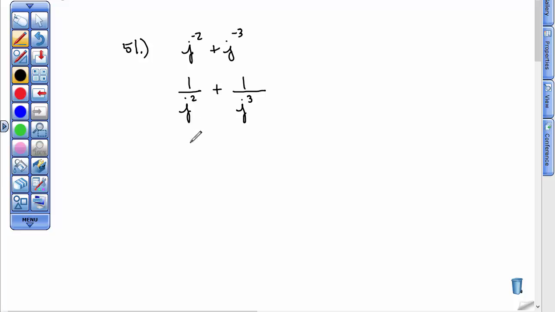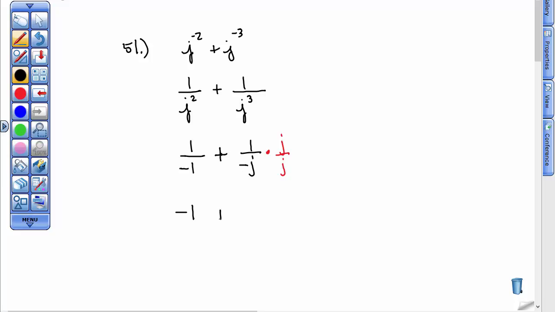j squared is a negative 1. So this first fraction is 1 divided by a negative 1, which is just the number negative 1. The second fraction, j cubed, is a negative j. So I'm going to multiply it by its conjugate, which is a positive j. And so I will have, oops, I shouldn't have changed that.